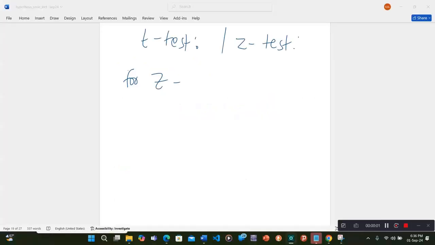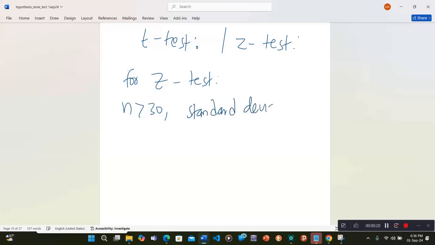So we are saying for a z-test, okay, for a z-test, n has to be greater than 30 and the standard deviation of the population, that is sigma, is known. That's when we use a z-test.